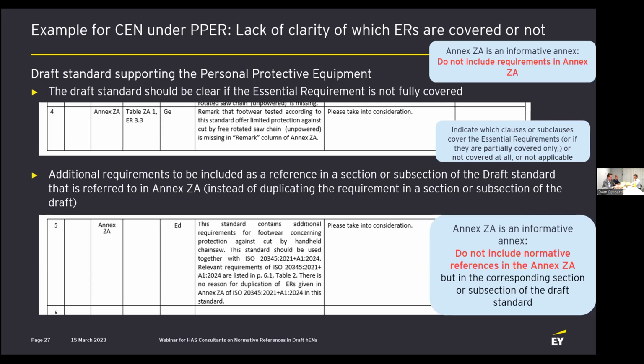So Annex Z is an informative annex. So please do not include requirements in Annex Z. This is also something that we find sometimes: some technical committees include, in the section where they are linking the part of the standard, a requirement. And in addition, you should indicate which clauses or subclauses cover the essential requirement and if they are partially covered or totally covered, or not covered at all, or not applicable. Remember, we had a presentation on this some minutes ago.